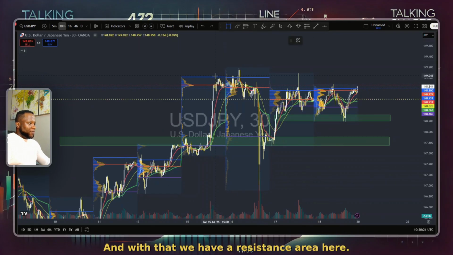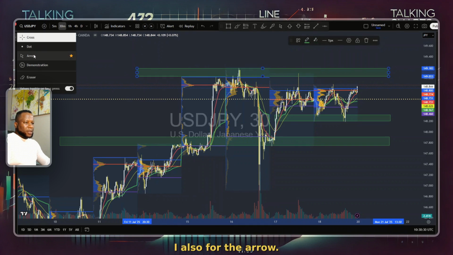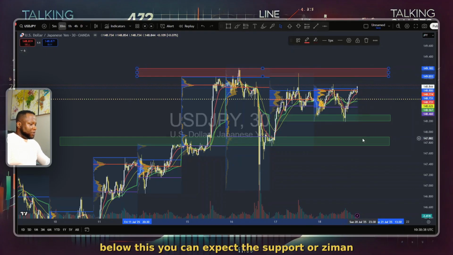And we also have another support area here. And with that, we have a resistance area here. This is a 30-minute chart, okay? Resistance over here. I don't like this. I always prefer the arrow. So resistance, as long as price stays below this, you can expect the support or the demand area at 147.88.